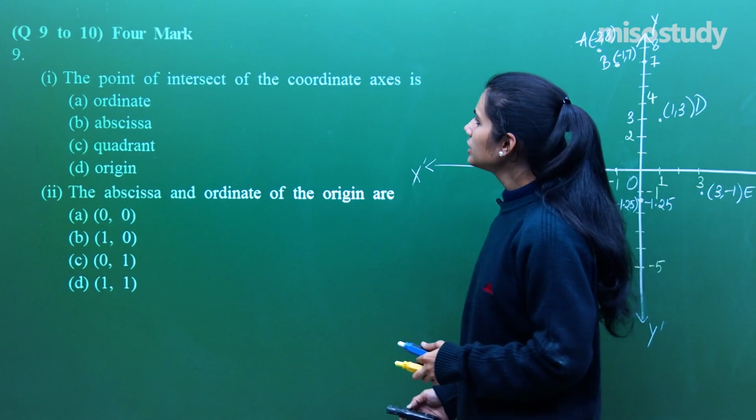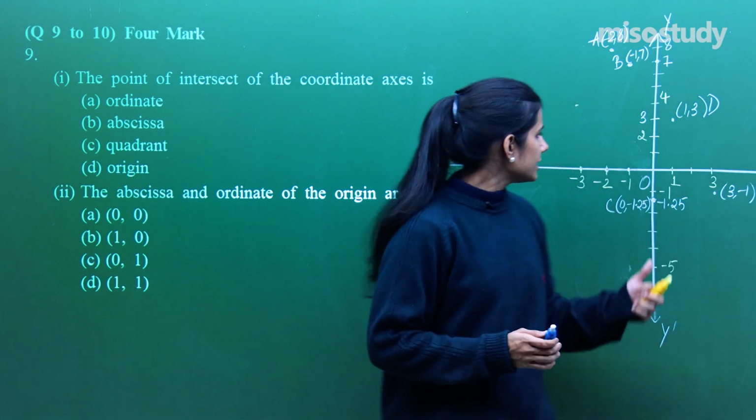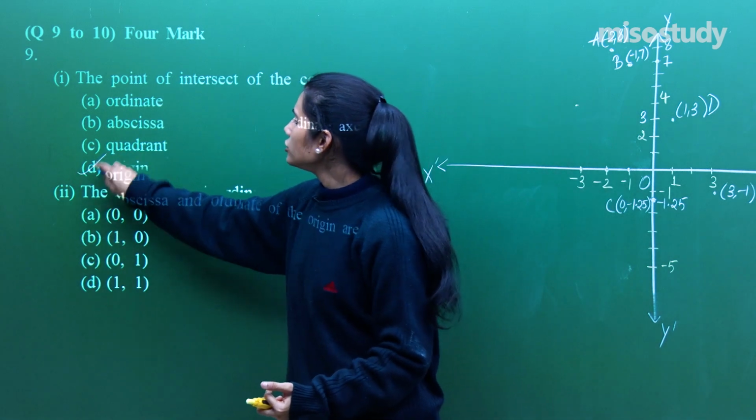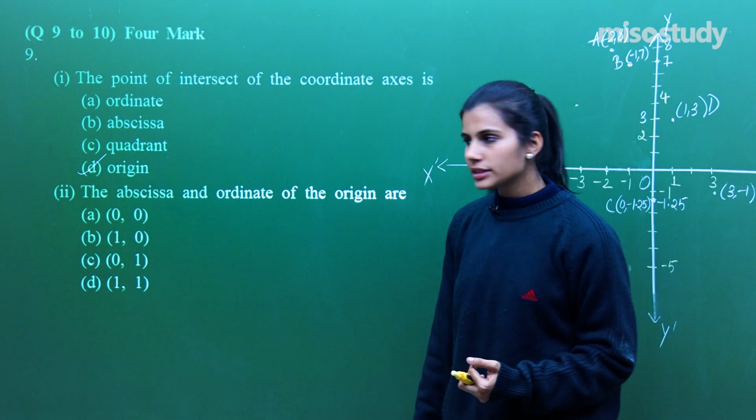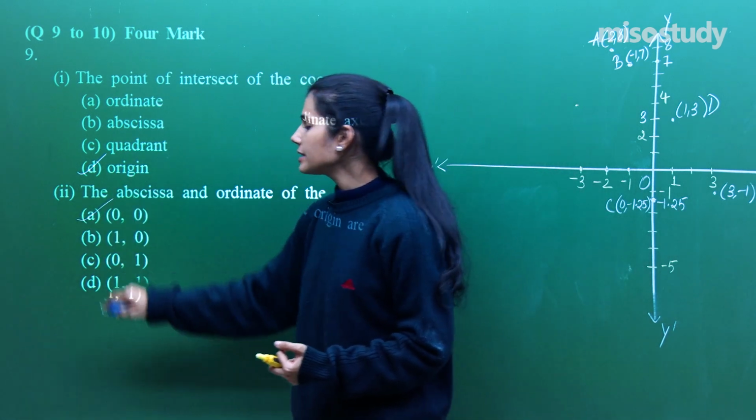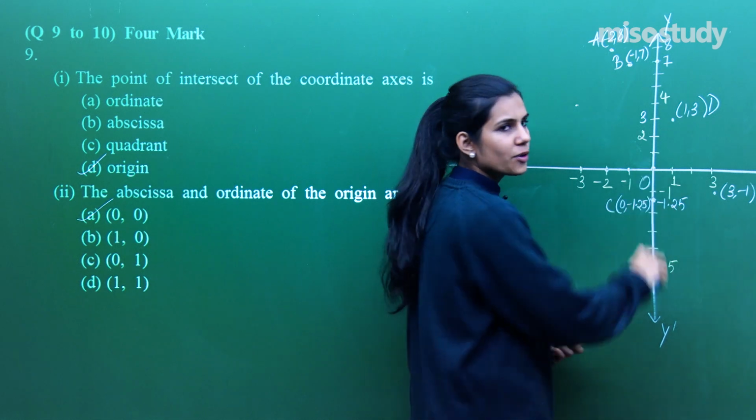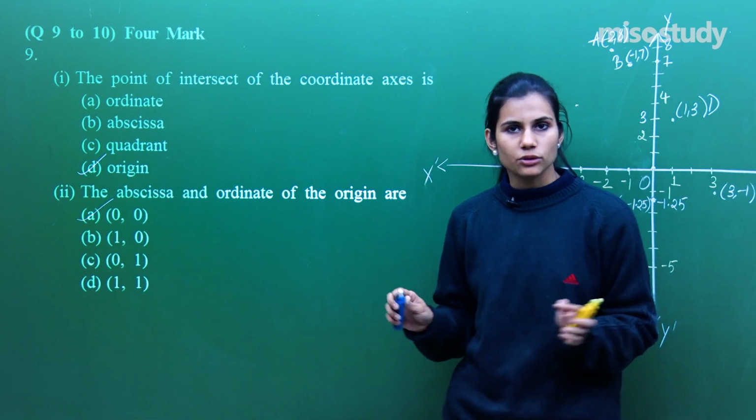After that, the point of intersection of the coordinate axes is called what? The point where the coordinate axes intersect each other is called the origin. The abscissa and ordinate of the origin are what? 0 comma 0. That's very basic. Why? Because this point origin is at 0 distance from the x-axis and 0 distance from the y-axis. So its x and y coordinates are both 0.